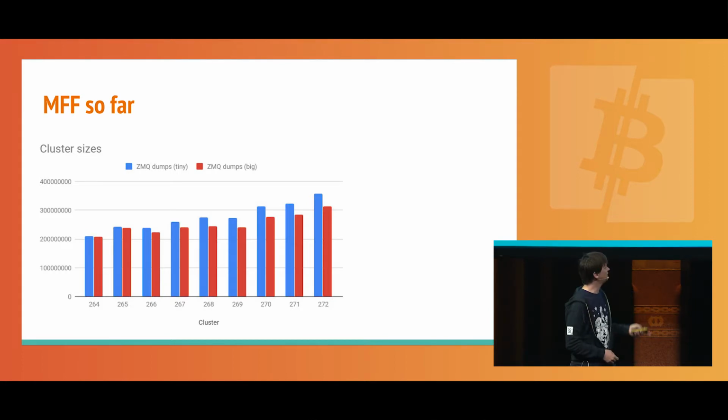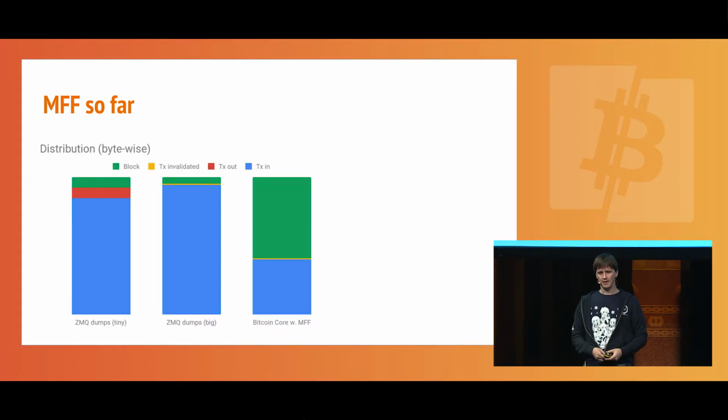This is not super interesting. It's showing that if you have a smaller mempool, you get more data, and that's simply because you start having to throw things out. The distribution of the different things that's happening here. The Bitcoin Core node has so far no transaction outs, because as I said, there's very little data yet, and the mempool is not full.